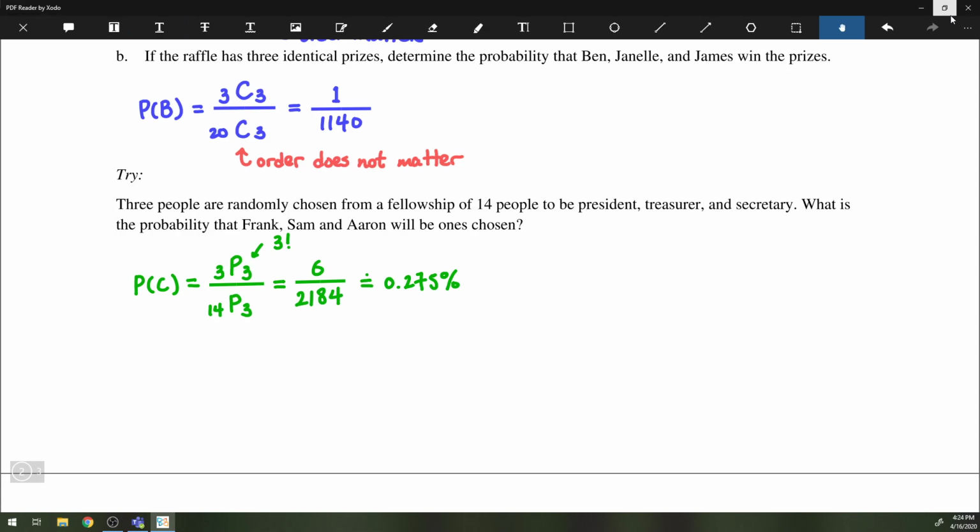Okay, so those are examples of questions where sometimes the order doesn't matter, and sometimes the order does matter, and you are going to have to distinguish when it matters and when it does not matter.